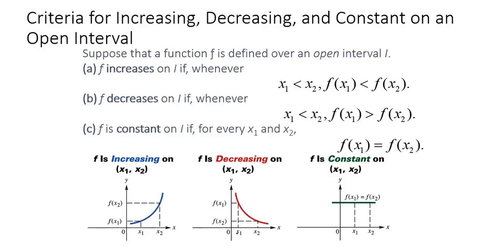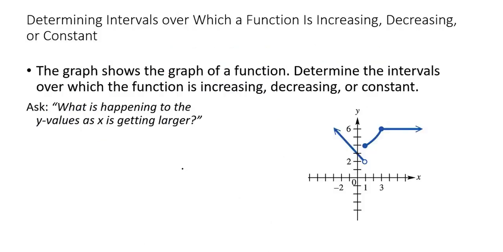Similarly, if you pick 2 points, x1 and x2, if x1 is less than x2, and evaluate f of x1 and f of x2, if f of x1 is greater than f of x2, it looks like the function is going down. So the function is decreasing. If f of x1 is equal to f of x2, no change there, so the function would be constant.